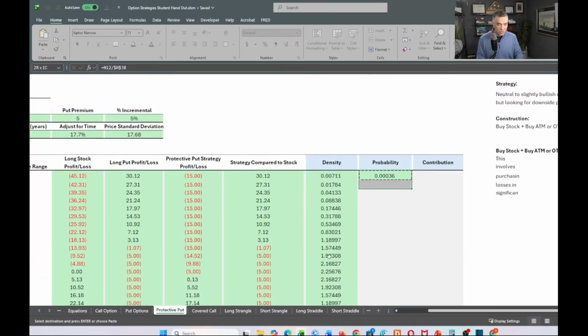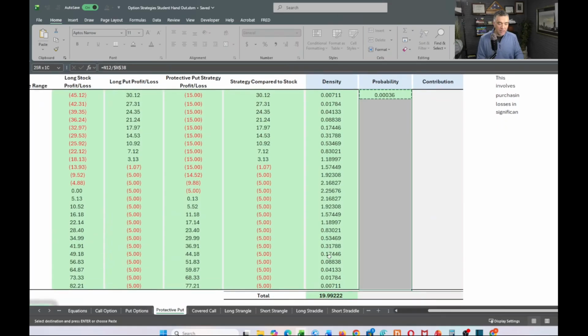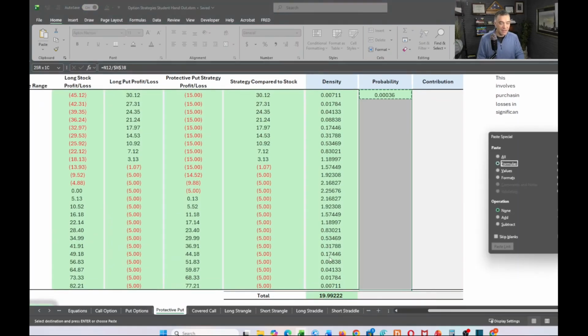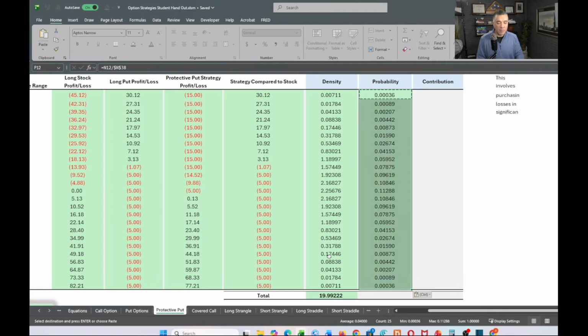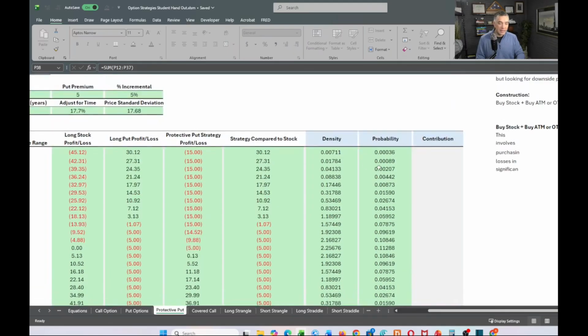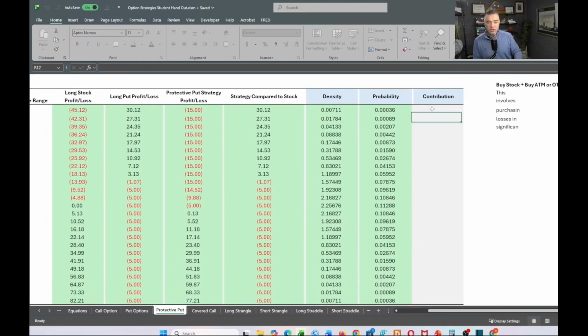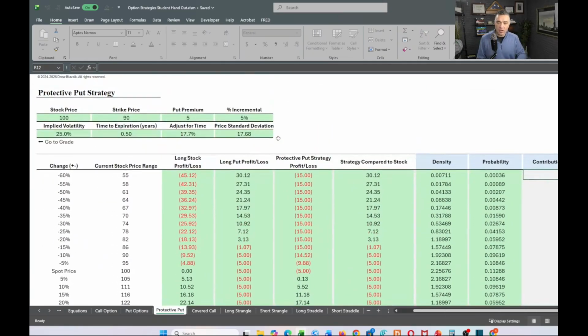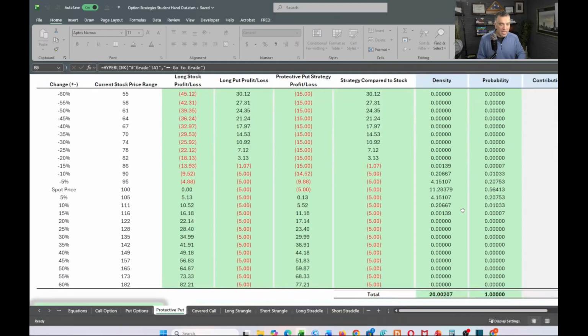I'm going to hit Control C, go all the way down, hit Alt E S F, and hit formulas. There's our probability that it could happen. Always good to sum that up. 100%, well, I should say 100%, but 1 is fine. And then what's great about the probability based on this is, you could argue that the volatility is pretty big. Let's just do a 5% volatility and see what happens there.